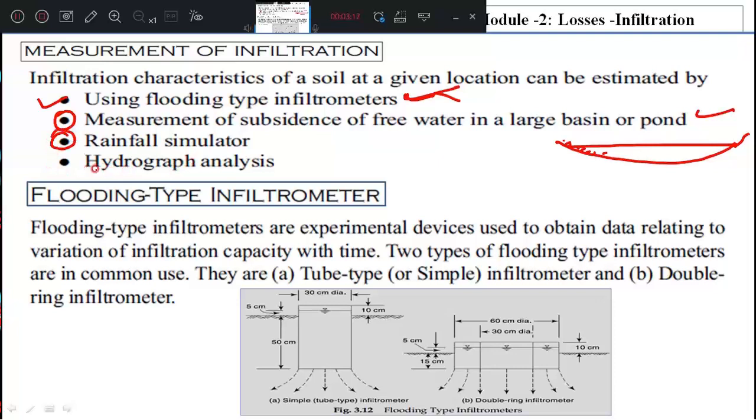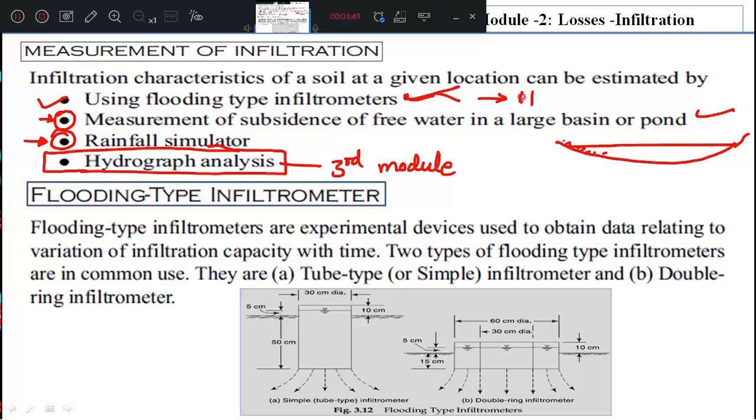Then hydrograph analysis. If you have any existing hydrographs of a particular area, then you can study infiltration from them. We will study in the third module how to study infiltration by hydrographs. The rainfall simulator is not in your syllabus, you can go through other sources. Measurement of subsidence of free water will also not be there. We will be studying this using the flooding type infiltrometer, and after that we will use Horton's equation, which will come in the next class, and calculate it.